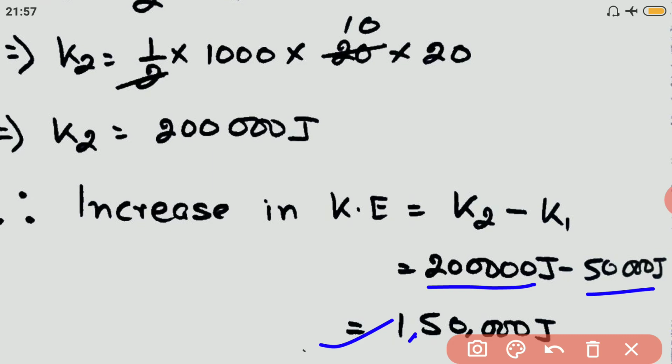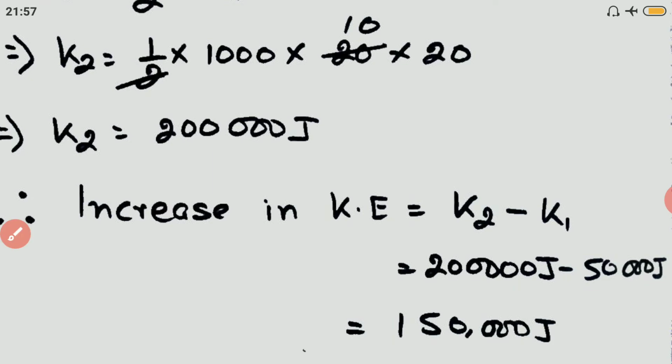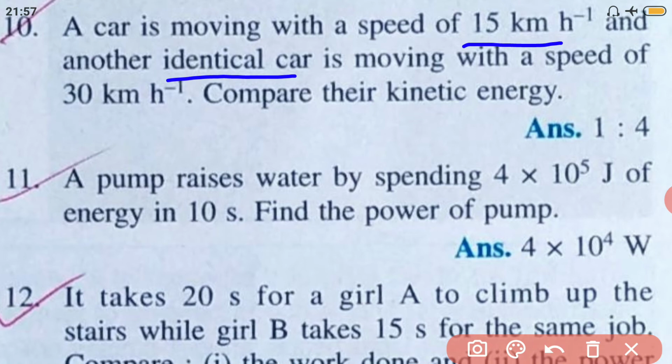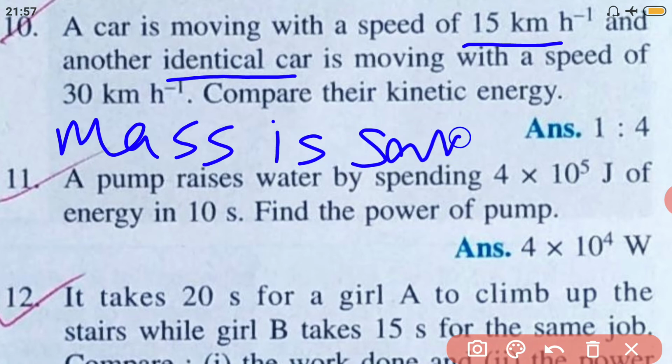Let us go to the last sum, which is number 10 for this video. A car is moving with the speed of 15 km per hour. So speed is given to us. And another identical car, the same kind of car, that means the mass is the same. So if it is an identical car, the mass remains the same. So the mass of both the cars is the same in this case, right?